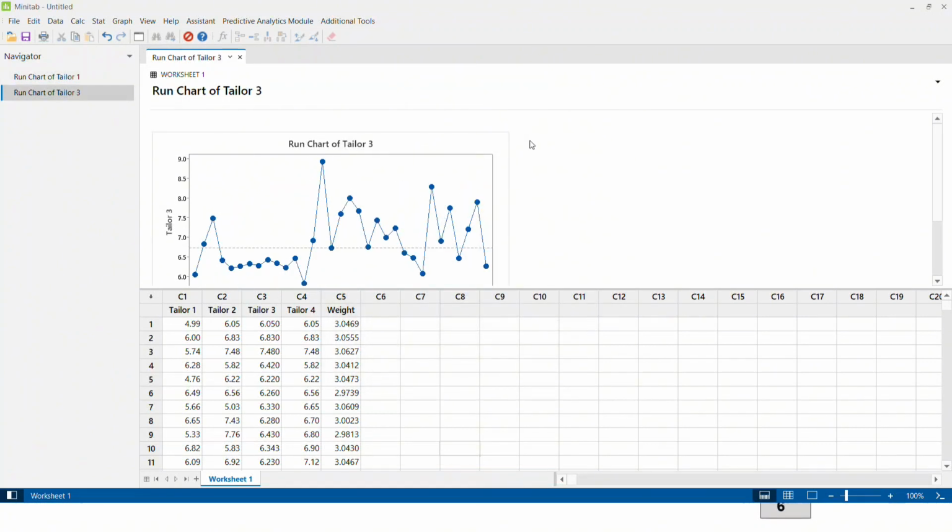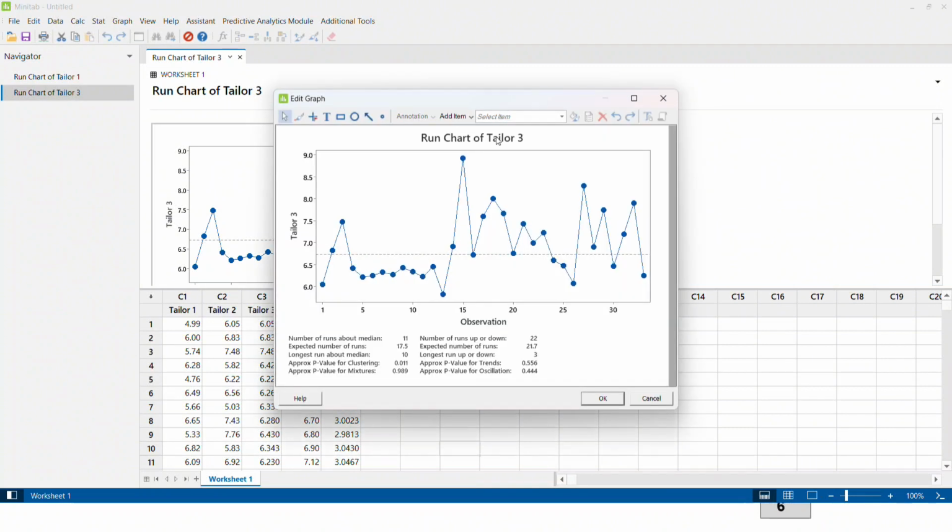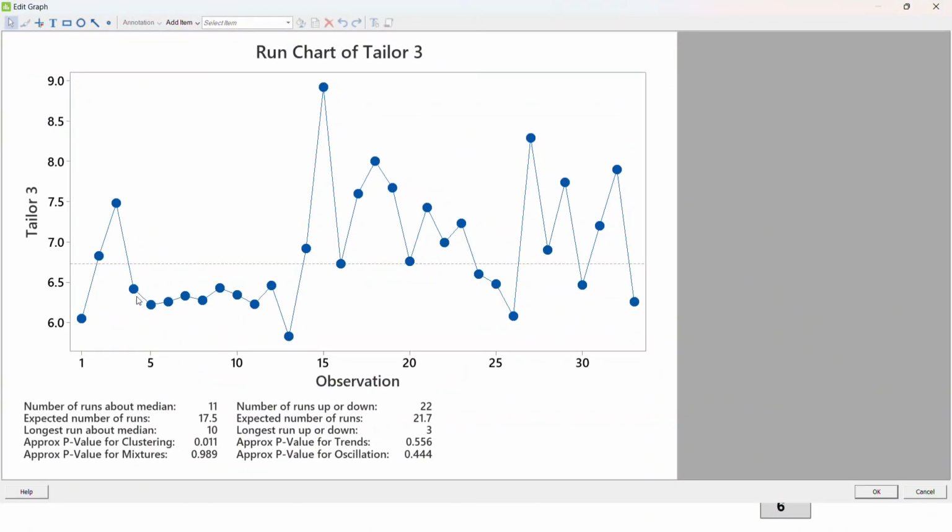And when I click OK, I get the run chart for Taylor 3. And here if you see, there are a lot of data points that are getting clustered on the same side of the center line. As these data points are getting clustered on the same side of the center line, it is an indication that there is a process shift. And what do we mean by process shift? The process is temporarily getting shifted to a new level of operation. That is what we call a shift. That shift can be good or bad for the process depending upon which side you find this cluster, right?